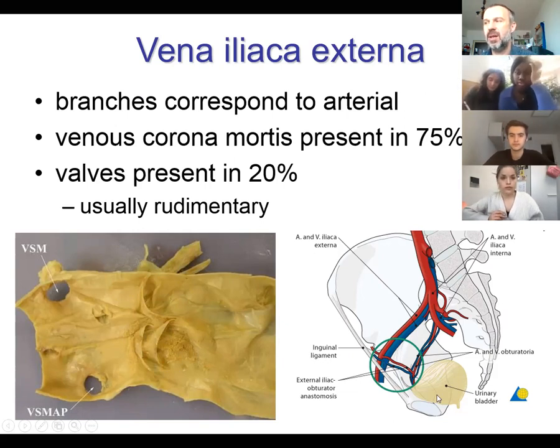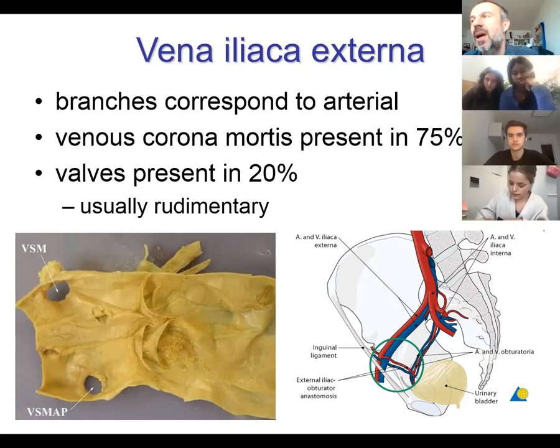Here in the circle, you can see the corona mortis. That means the aberrant accessory obturator vein. Unlike the artery, which is present in 25%, the venous one is present up to 90%, but clinically relevant caliber is present in 75%. That means larger than 2 millimeters approximately.